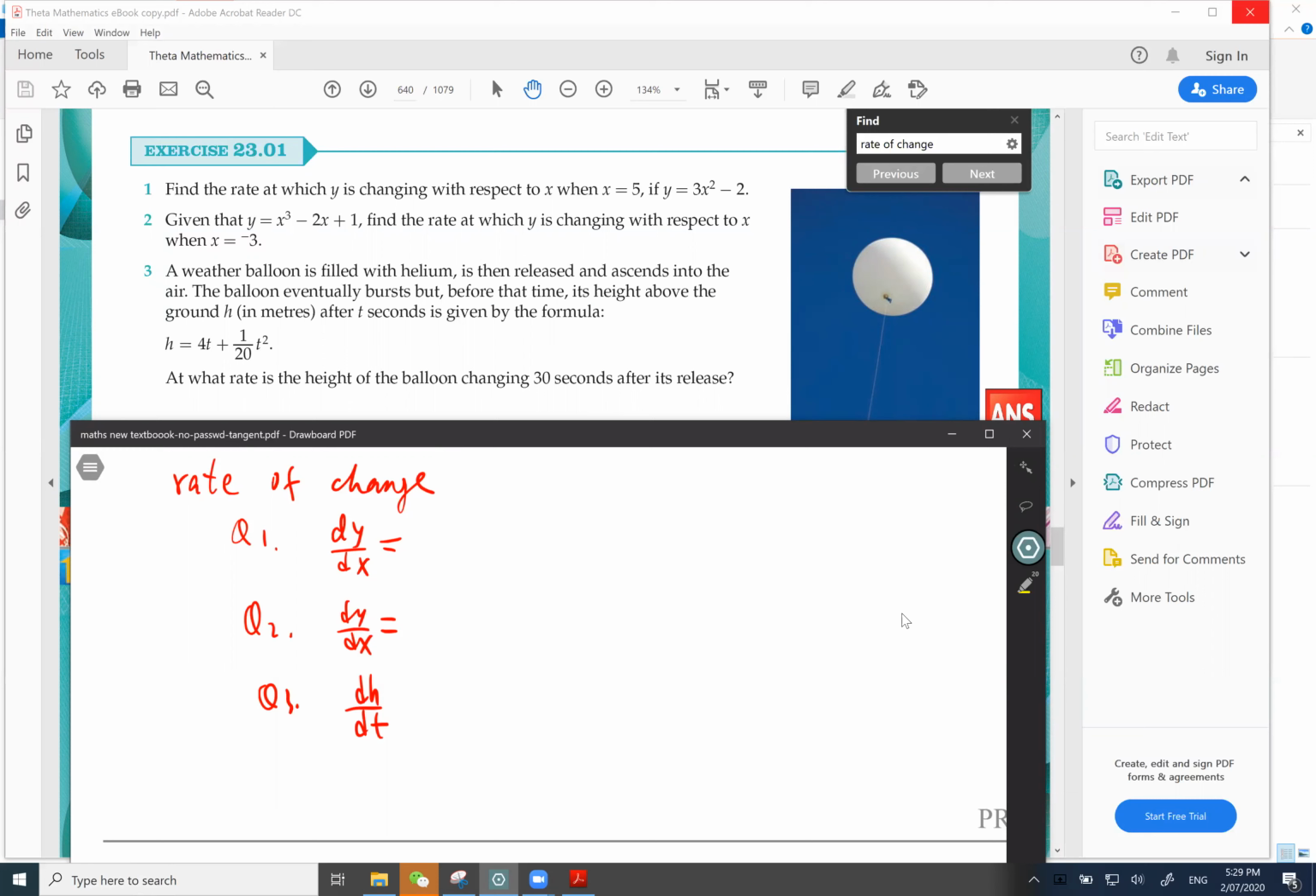Okay. This rate of change, you just need to differentiate and then substitute the value of x, or in some questions t, into the derivative. That's why the first one, dy/dx is 6x, but x equals 5, so 30. The second one, 3x squared minus 2, x equals negative 3.